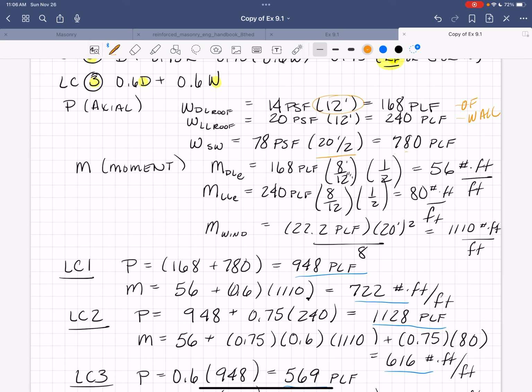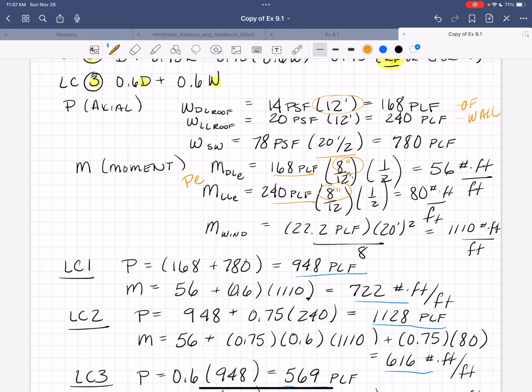For the moment, I've got the same basic idea: pounds per linear foot of wall, 8 feet, 12 inches per foot, times 1/2, or 8 feet, 8 inches, right? So 8 inches. So the moment here for these two is P times E. I took my roof P in both cases times the eccentricity, 8 inches, converted units, and I get 56 pound-feet per foot of wall.